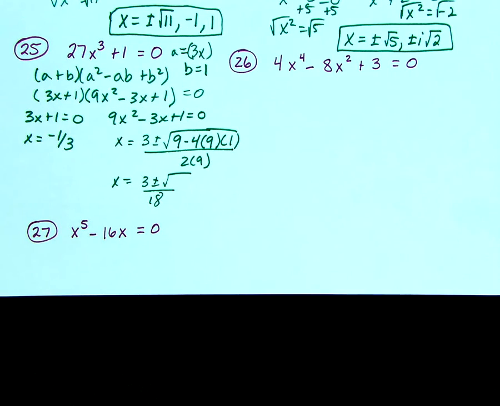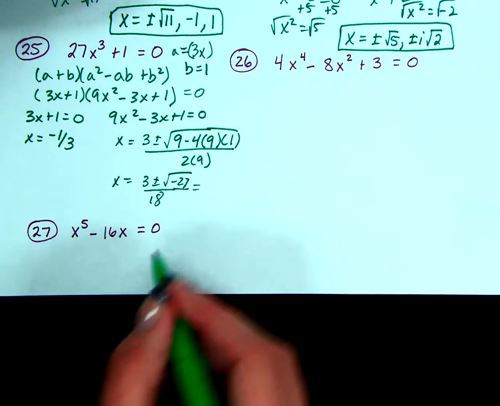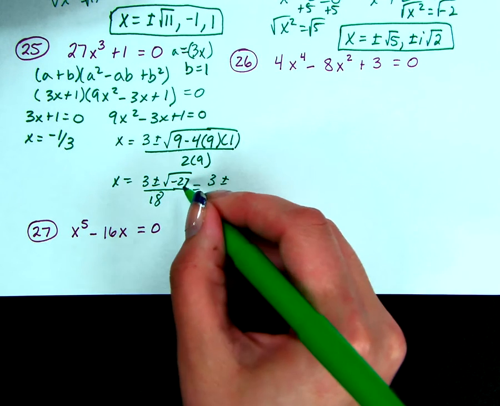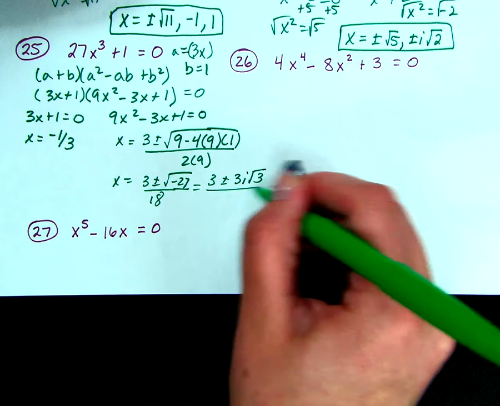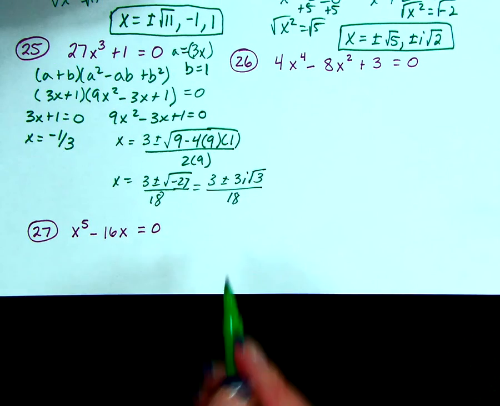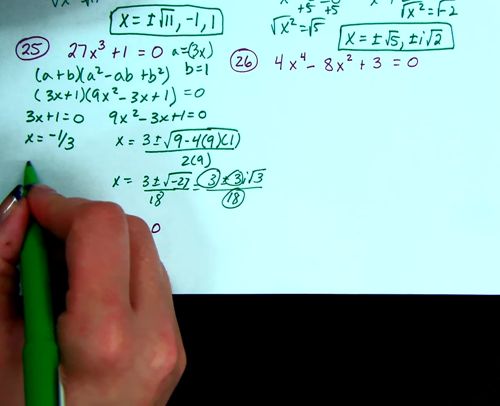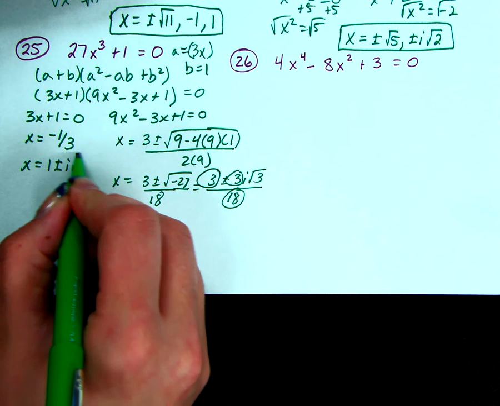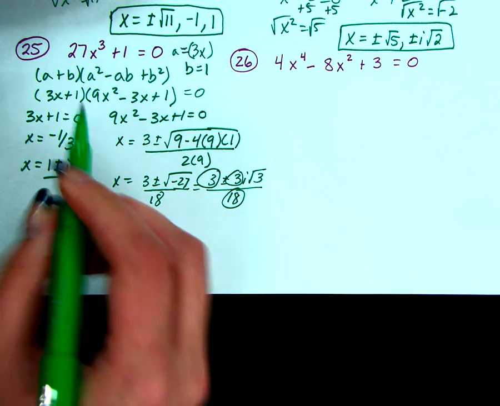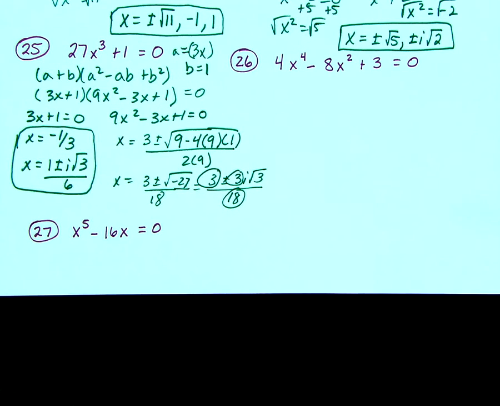So if we start in the radical, we are doing 9 minus 36, so that is negative 27. And then the square root of 27, we would split as 9 and 3. So it'll be 3i square root of 3 over 18. And then these three numbers are all divisible by 3. So our last set of answers will be 1 plus and minus i square root of 3 over 6. So here are the final answers.